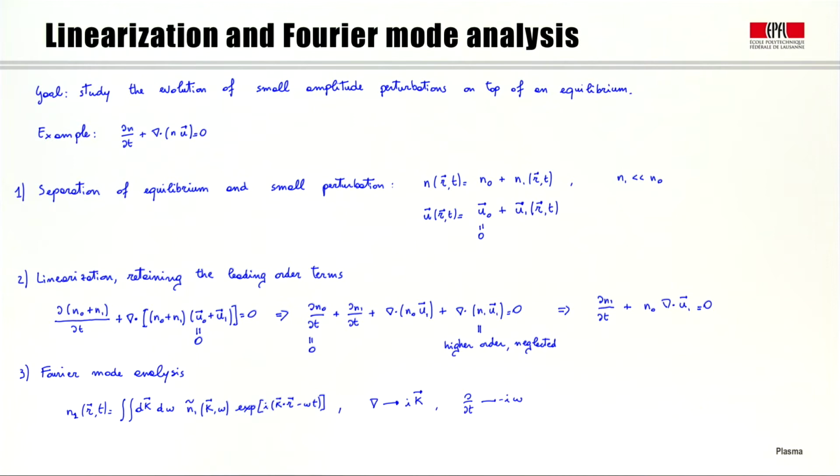It implies that by Fourier transforming this equation and looking at the evolution of each Fourier mode, as each Fourier mode is independent from all the others, we get that minus i omega, the d over dt operator, n1 plus the nabla operator ik dot u1 times n0 has to be equal to 0, which is the equation that relates the Fourier modes of n1 and u1.